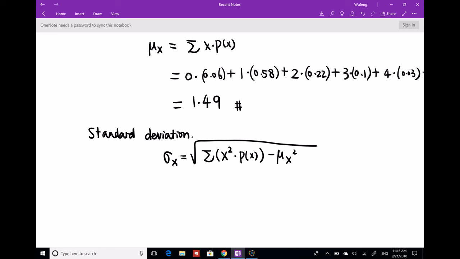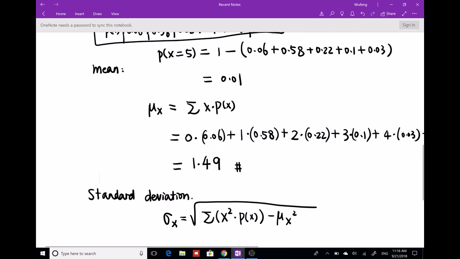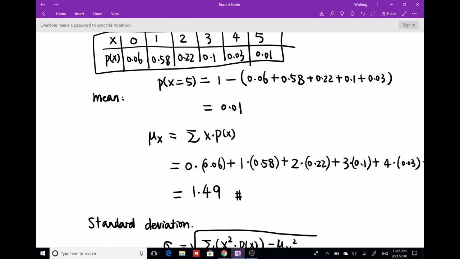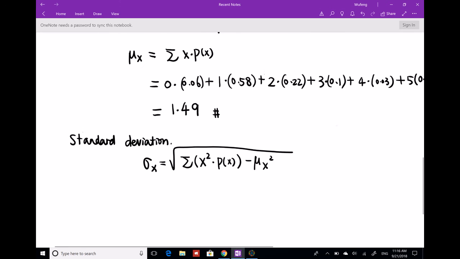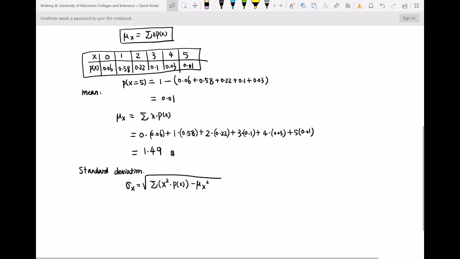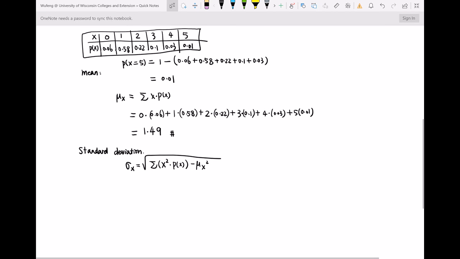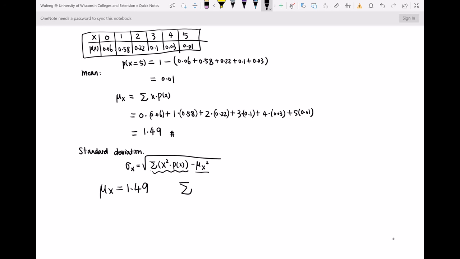Let's still use exactly the same example from the previous one, with the same distribution. We want to find the standard deviation of this probability distribution. First, we have this sum of x squared times p(x). We know mu x is given now: mu x equals 1.49, which we found from the previous. Next, I need to find the sum of x squared times p(x).